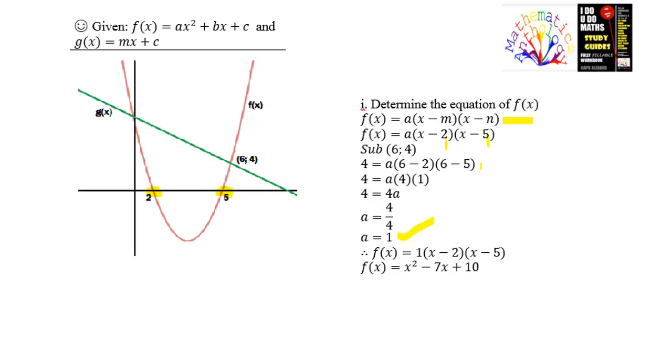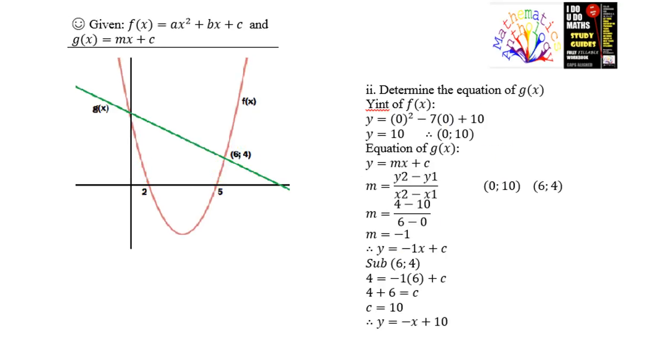You need to put that a value back into this equation. So f of x is equal to 1 into (x minus 2) into (x minus 5). Open that out using FOIL, put your like terms together, and you'll end up with f of x is equal to x squared minus 7x plus 10.